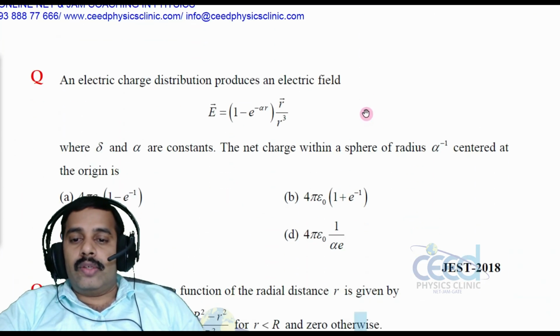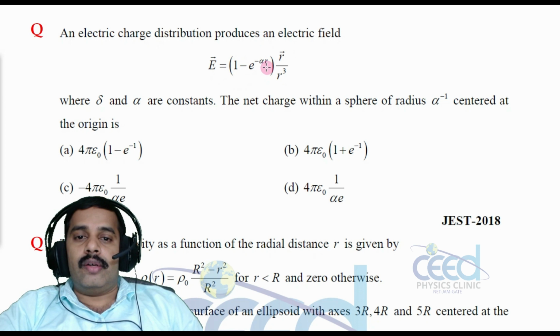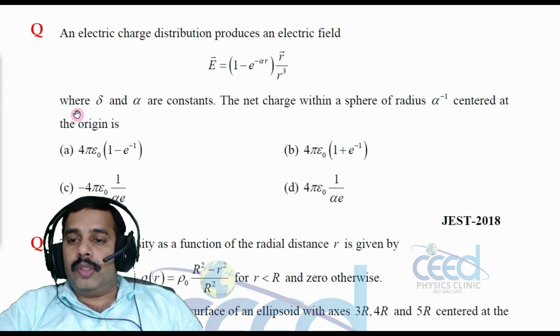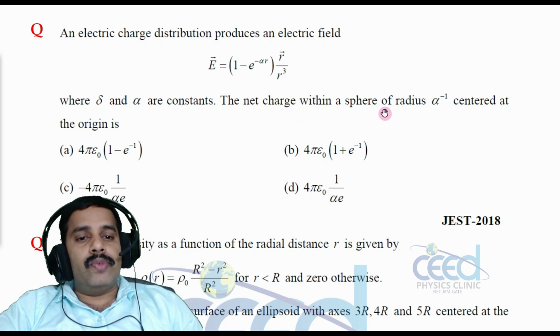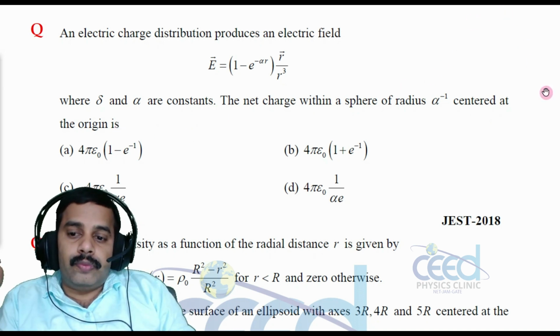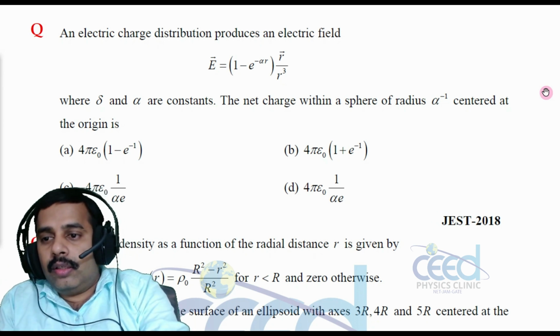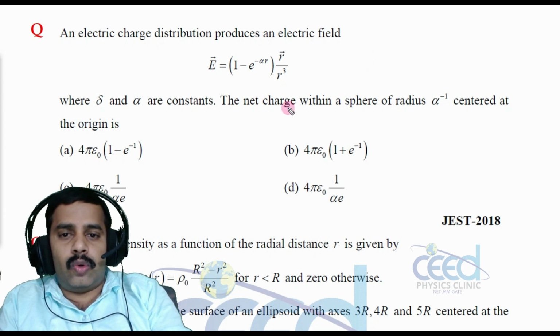Now let us go to another question. An electric charge distribution produces an electric field E equal to (1 minus e raised to minus alpha r) divided by r cube, where delta and alpha are constants. Delta is not in this expression. The net charge within the sphere of radius alpha raised to minus 1 centered at the origin is. So here we need to find the total charge enclosed.